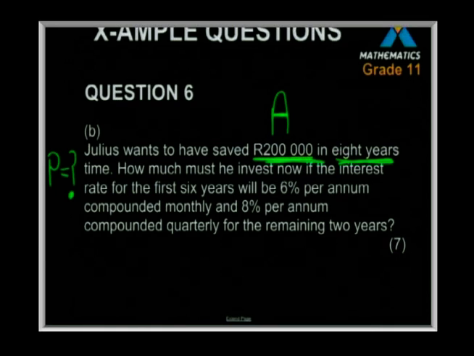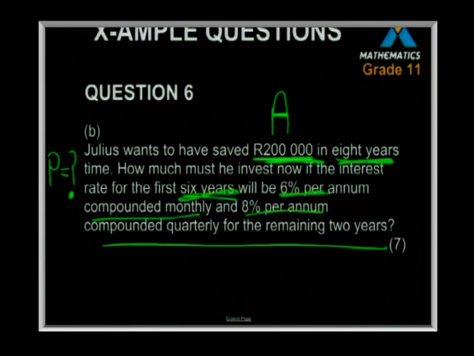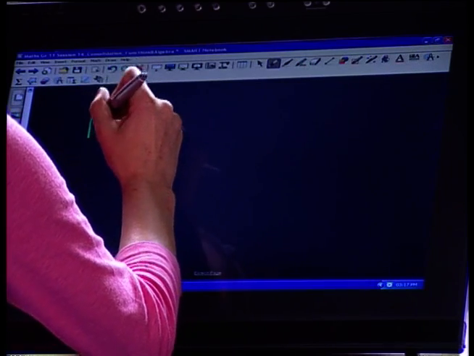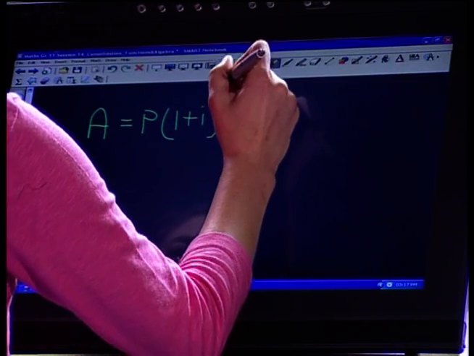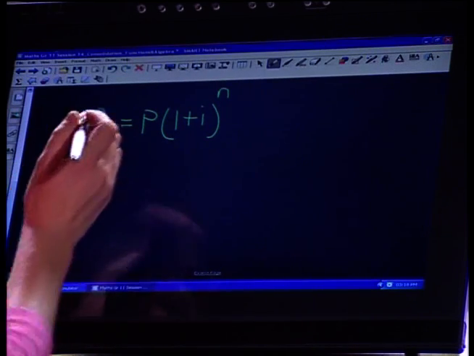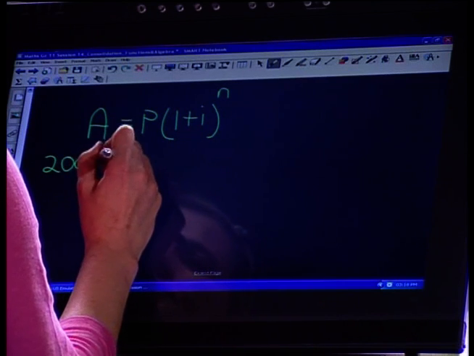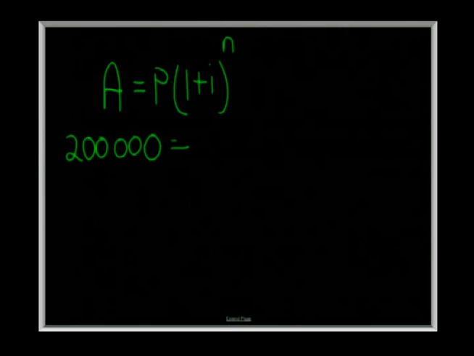Now, if the interest rate for the first 6 years is 6% per annum compounded monthly, and 8% per annum compounded quarterly for the remaining 2 years. Now, the first important thing I would think to do would just be to substitute into our formula. I'm going to say A is equal to P(1 plus i) to the power n. Okay. But now, because the interest rate is changing, you can have 2 of these brackets, okay? But we'll deal with that just now. If the interest rate changes 3 times, we'll have 3 of those brackets broken up into the little bits of time. So it's going to be 200,000 as my end amount is equal to P.